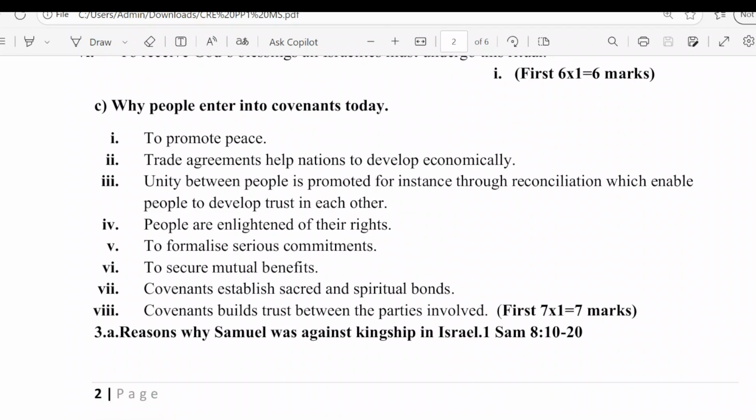Question C. Why do people enter into covenants today? 1. To promote peace. 2. For trade agreements. Trade agreements help nations to develop economically. Unity between people is promoted, for instance through reconciliation, which enables people to develop trust in each other. People are enlightened of their rights, to formalize serious commitments, and to secure mutual benefits. Covenants establish sacred and spiritual bonds. Covenants build trust between the parties involved.